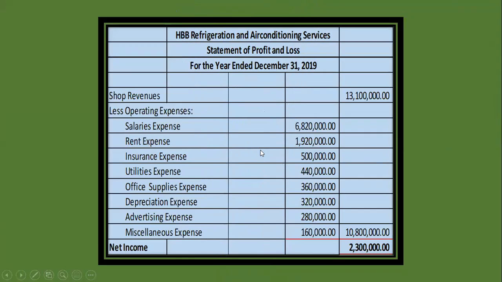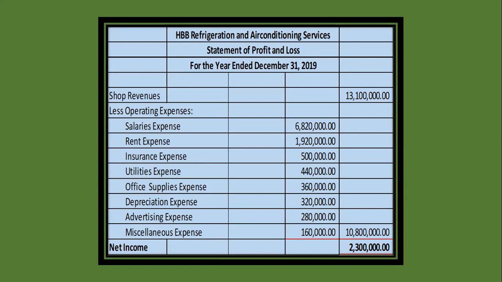So this is how you are to prepare your income statement. How will you do it? First you should have the heading. The heading should be placed at the topmost center of your income statement. The heading should contain the name of the company, then the name of the statement, and of course, don't forget, the period: for the year ended, or for the period ended. So for the year ended December 31, 2019.